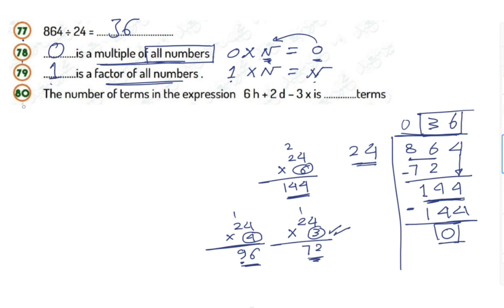Okay, last point, 80. The number of terms in the expression. You need to count the number of terms. What terms here? We have addition and subtraction. Then I have 1 term, 2 terms, 3 terms.